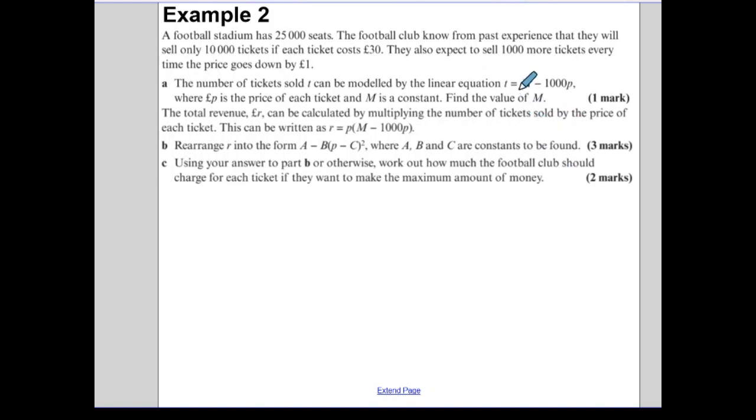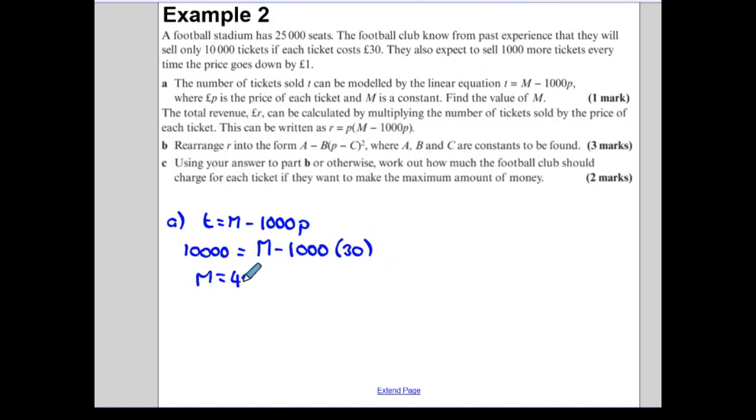We do that using the initial information given. So we'll start from that equation. And we are told that they will sell 10,000 tickets when the price is £30 per ticket. So this will give us 30,000. Add that to the other side. And we found m.